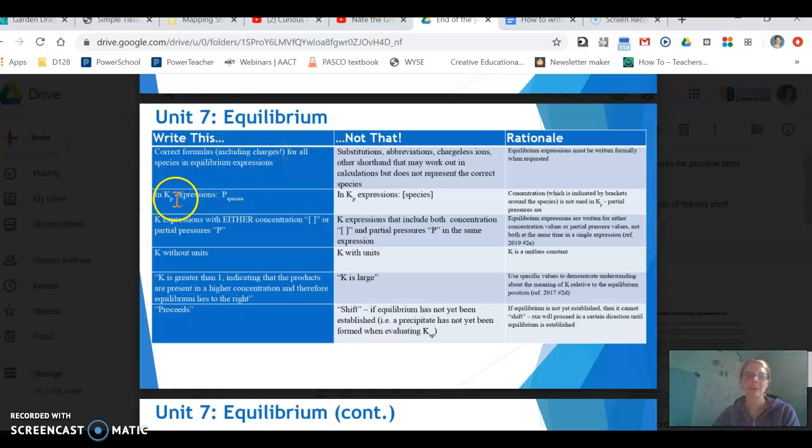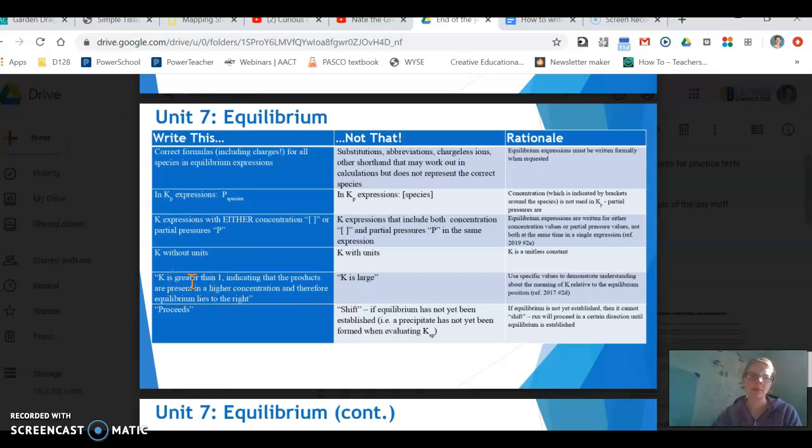Remember that in Kp, you use the P, which is also what I talked about. When you do the K with the C, you want to use the concentrations. Make sure to have it as a bracket, not a parenthesis, because parentheses mean nothing. Brackets, the little brackets, they mean concentration. Make sure this K does not have any units. The little k of rate law has units, but this big K does not.